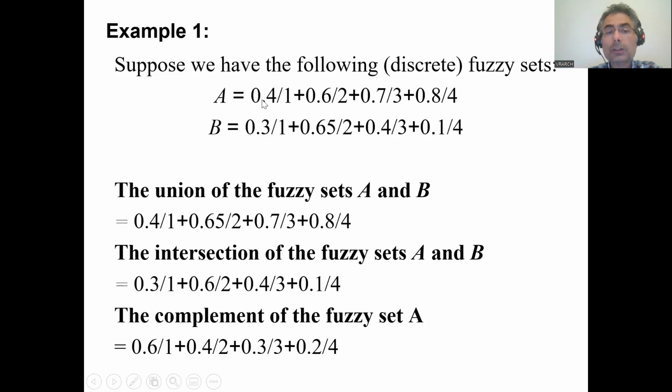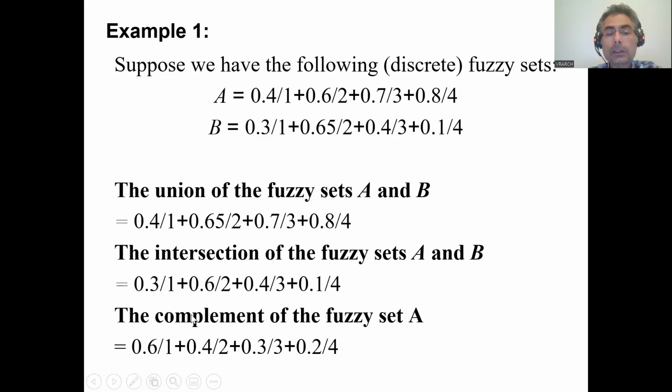So look at this one, the maximum is 0.4 here, 0.65 for the second one, 0.7 for 3, and 0.8 for number 4. For intersection, you need to take the minimum. So it means 0.3 for 1, 0.6 for 2, 0.43 for 3, and 0.1 for 4.